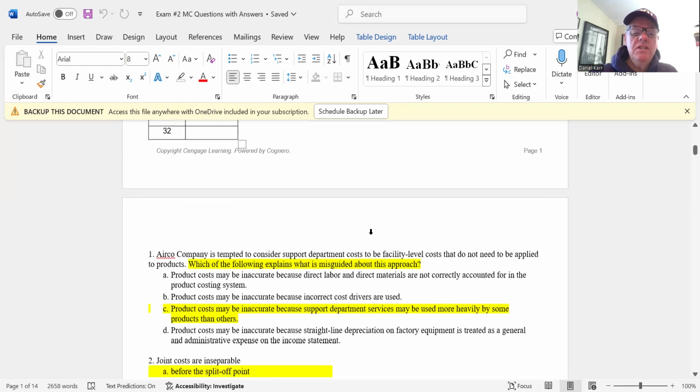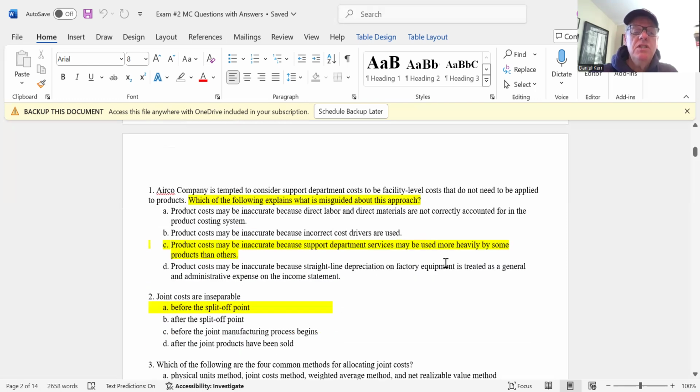So without further ado, let's get into it. These questions here are from chapter 5. The question is, which of the following explains why it is misguided, the approach that they use? The approach that they use is they're tempted to consider support department costs to be facility level costs that do not need to be applied to products. So what's wrong with that way of thinking?